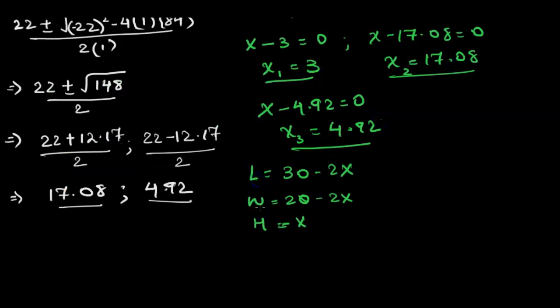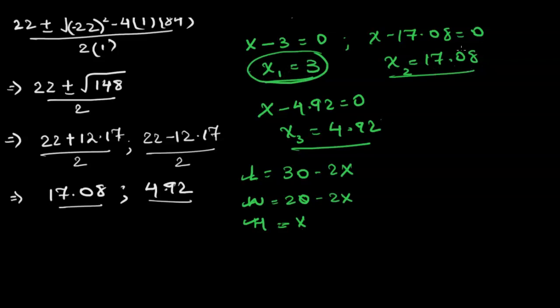However, for length and width, because we have to take away from 30, if x is 3, 2 times 3 is 6, we can subtract it from 30. Similarly, if x is 3, 2 times 3 is 6, we can subtract it from 20. So x equal to 3 holds true for each of the length, width, and height. So this is definitely one of the x values that the squares can be cut with.